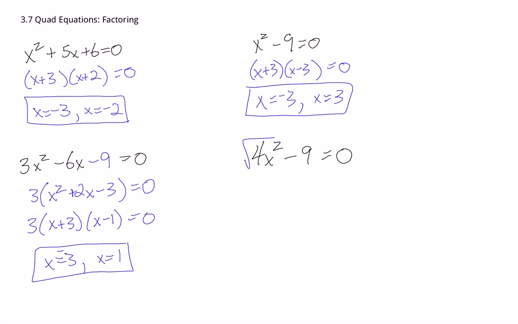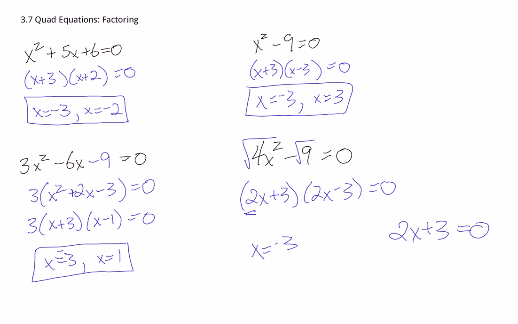Okay, and this last one, we can't take out the 4, but remember we can square root it. So our factors would be 2x plus 3 and 2x minus 3. In this case, you have to be a little bit more careful. You can't just do the opposite. Your x isn't going to equal negative 3 by itself because we have that 2 in front. Let me just show you on the side here. We want to figure out where 2x plus 3 is going to equal 0.